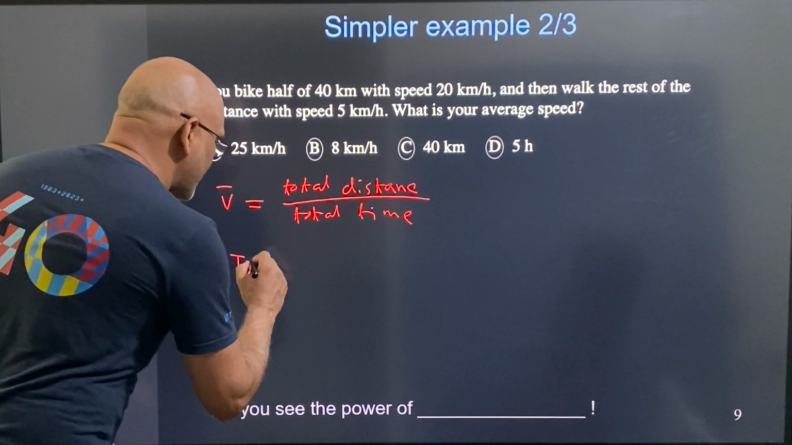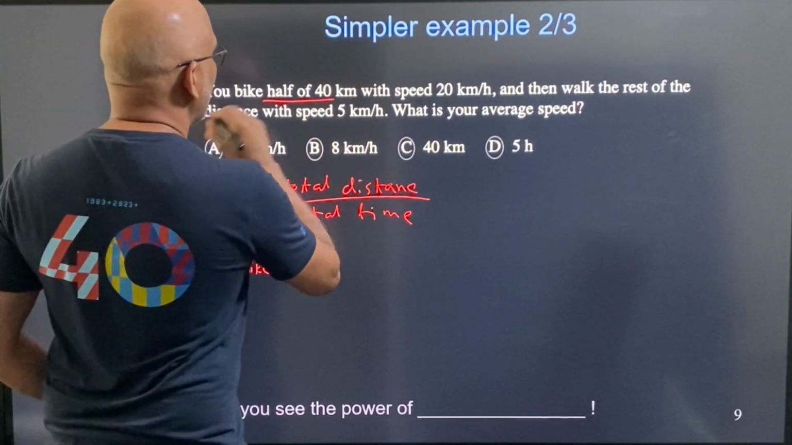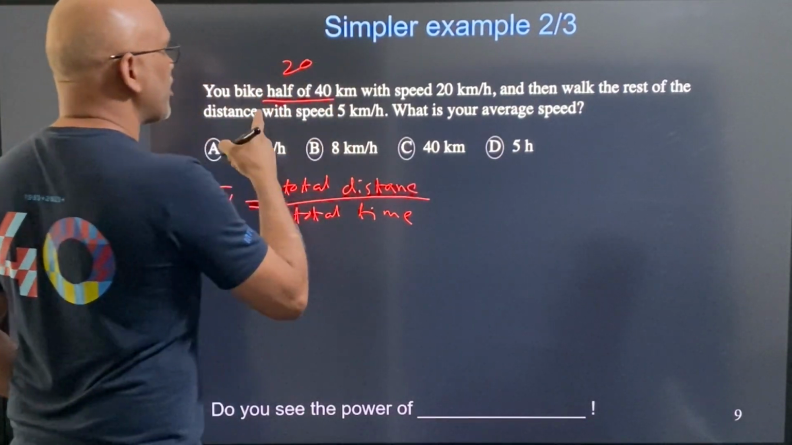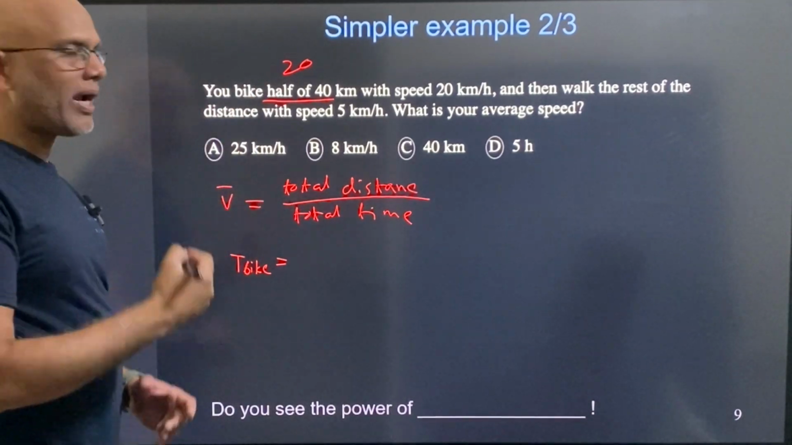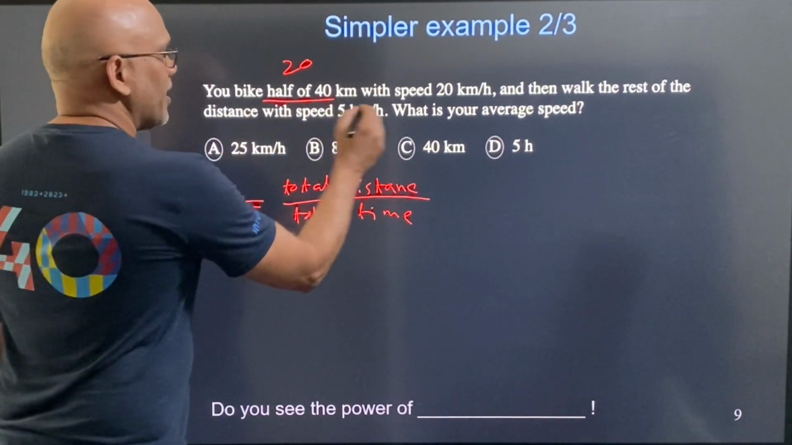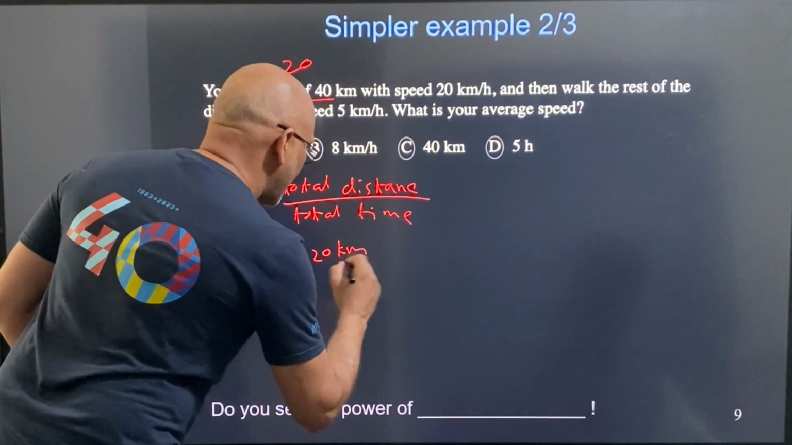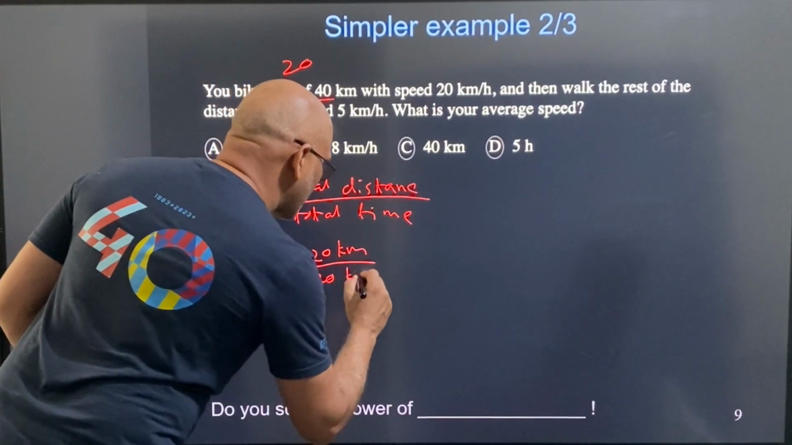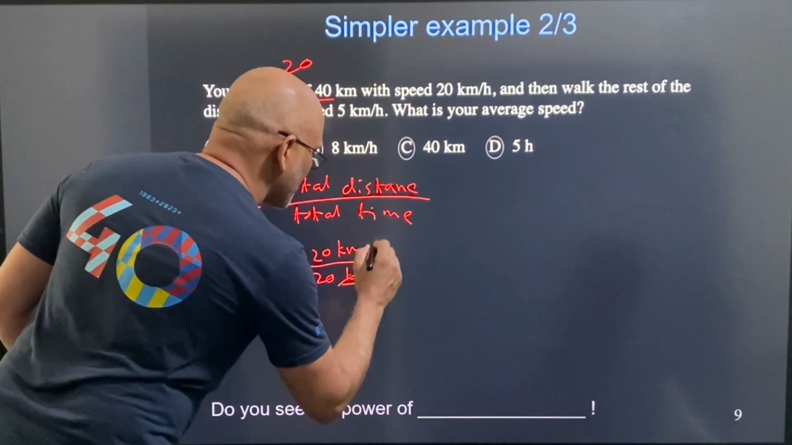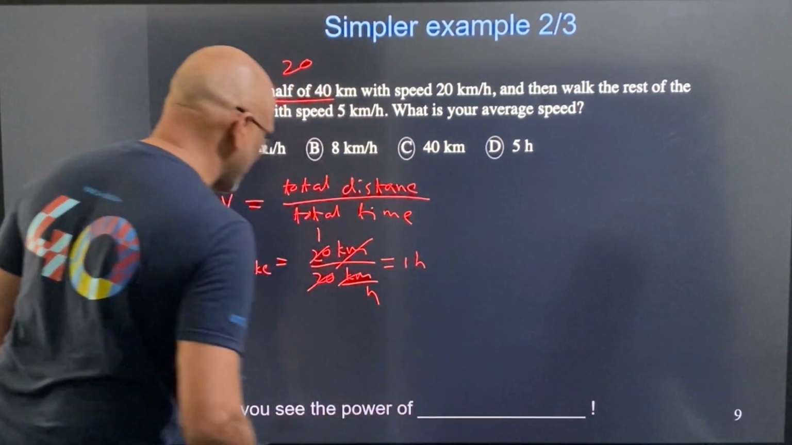Time taken by a bike: first of all, half of 40 is 20. So 20 kilometers I'm going by bike and 20 kilometers I'm walking. The time taken on the bike is going to be, I'm going at 20 kilometers per hour, traveling 20 kilometers. So kilometer cancels, 20 cancels, this is 1, so this is going to be 1 hour.